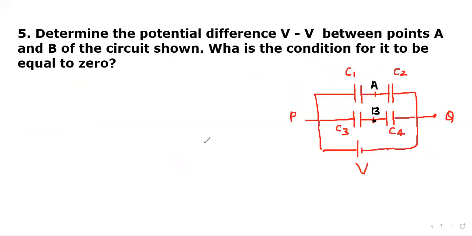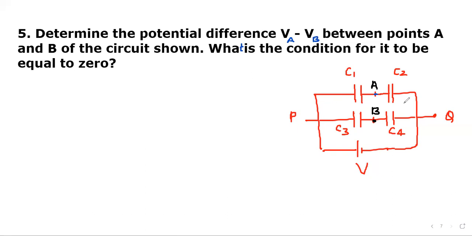Now let's go to the next question. Determine the potential difference between VA and VB, points A and B that are shown here. Now, what is the condition for it to be equal to 0? So let's evaluate the value of VA minus VB, and after that we will put it equal to 0 to get the condition.